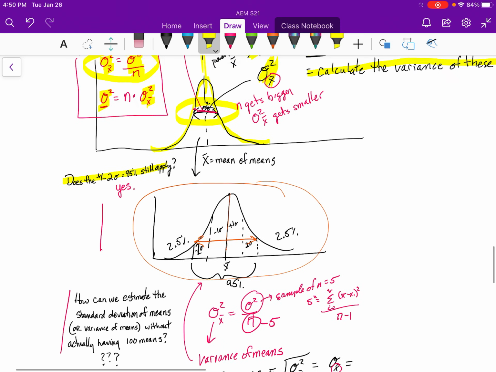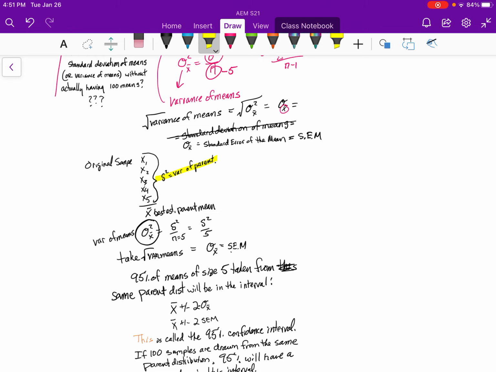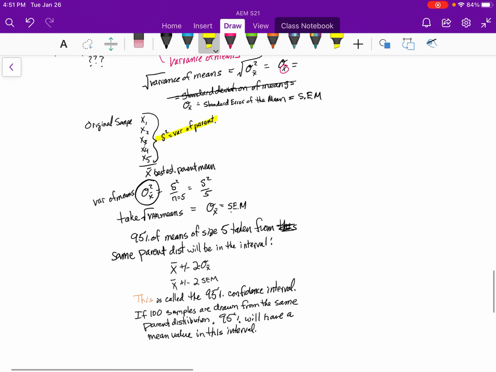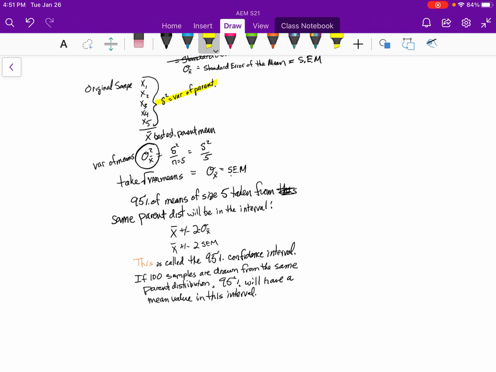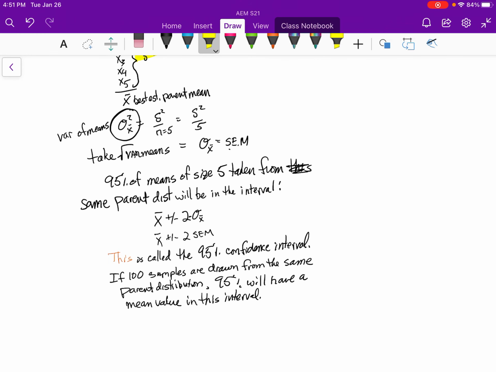We use this rule to show that the variance of the means will be equal to the parent variance divided by the sample size n. Very simple calculation. And then from that information, we can take the square root of that number to get the standard error of the mean, which probably should have been called the standard deviation of the means, but that term again lost favor and it's gone.